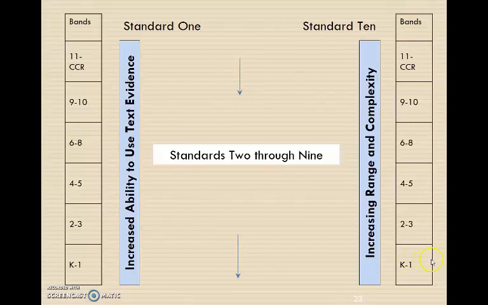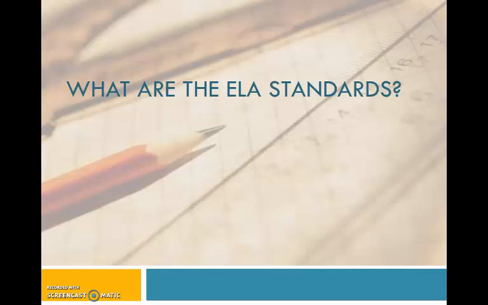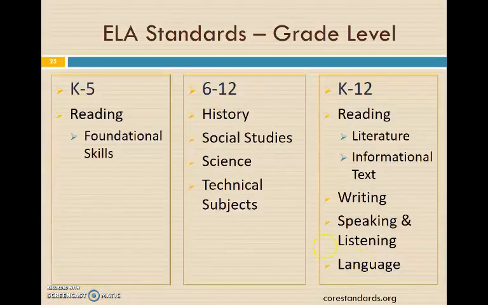So we have a K through 1 band, so it's not just K, 1, 2, 3. All right. So what are the ELA standards? Here's just another way to look at it. We have K through 5 standards. We have reading and then foundational skills. So that's specific for K through 5. 6 through 12, we have literacy within these areas. But everybody gets reading standards, literature, and informational text, writing, speaking and listening, and language.